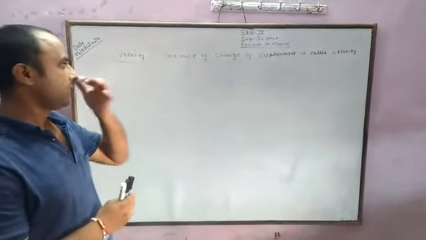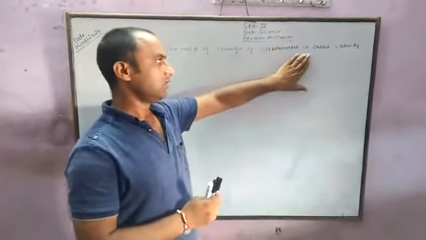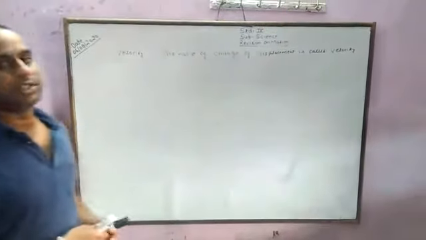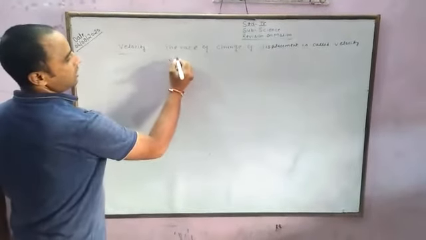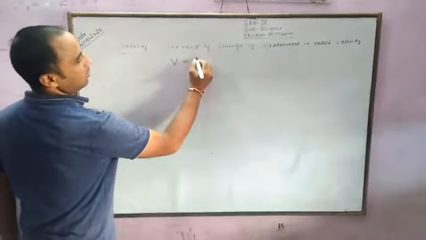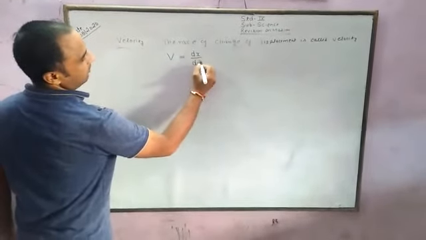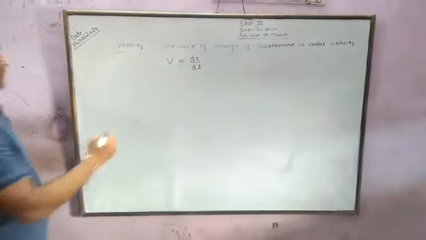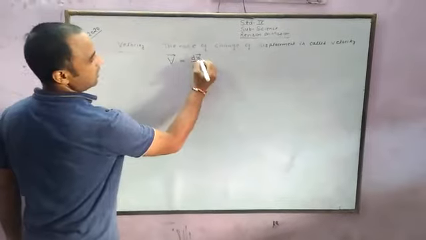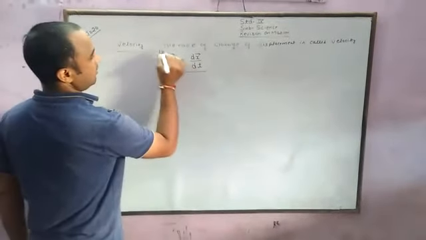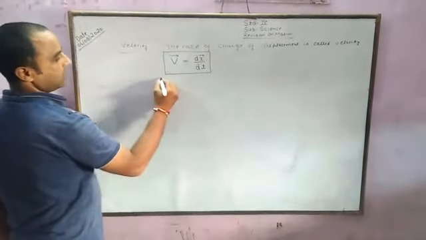What is the basic definition of the velocity? The rate of change of displacement is called velocity. This is the basic definition. It means velocity v is equal to dx over dt. This is the basic formula of velocity. This is the velocity vector and this is the displacement vector. This is the formula, because velocity is a vector quantity.